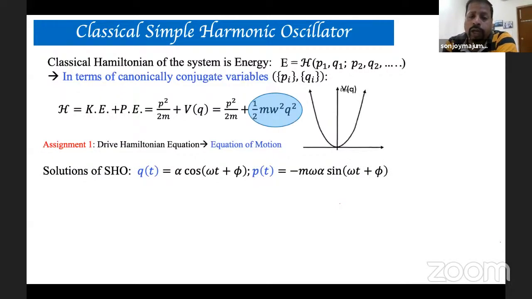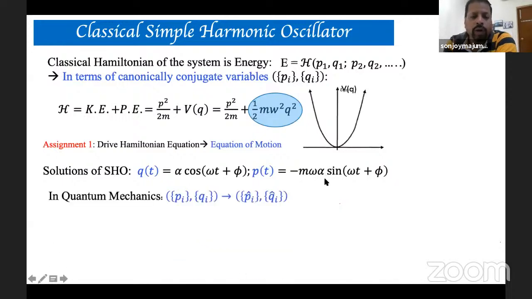Interesting part, the solution will be oscillating. So it has an oscillation part. You can write it in terms of cos(omega t plus phi), where phi is the extra phase. So alpha and phi are the variables, which you can derive from the boundary conditions of the system. And if you take the time derivative of that, what you will get is the momentum.